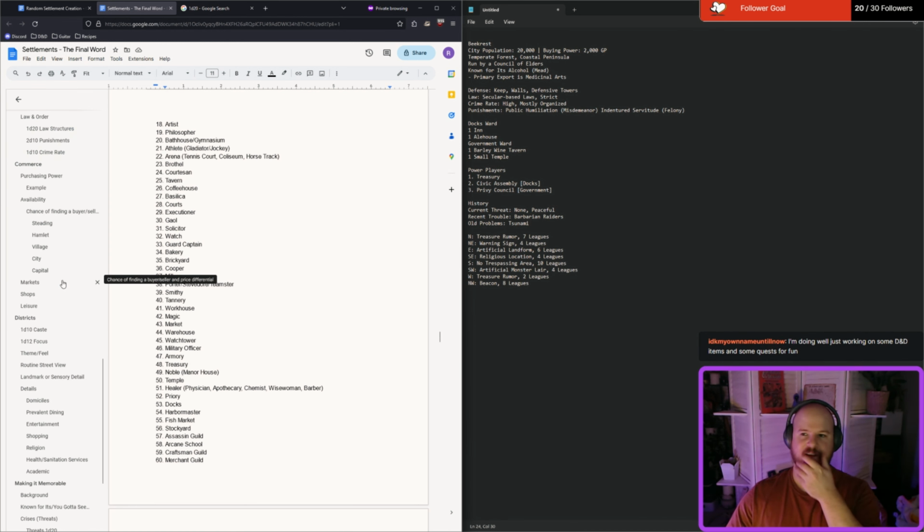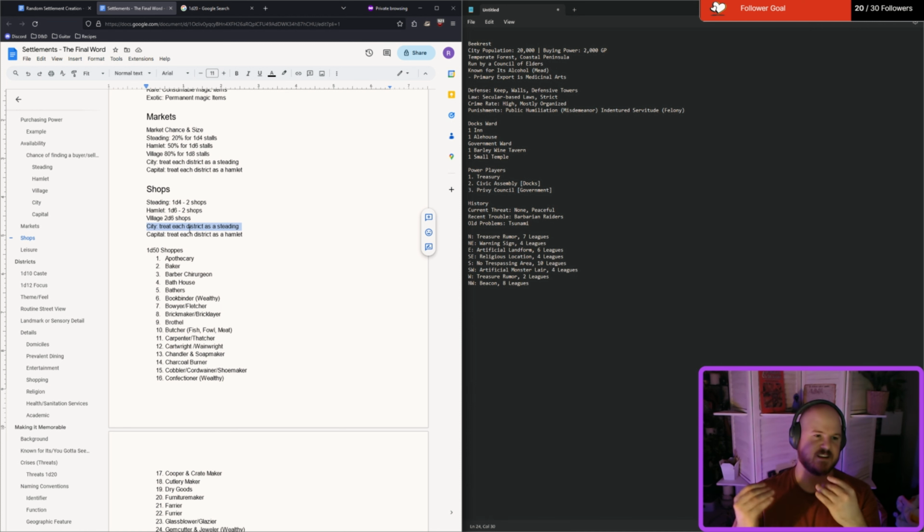Let's see, what else we got in here? We can also do it with markets and shops too. So if you really want to flesh out the districts, I do this where, right, we're doing a city, so we treat each district as a steading. Alright, so no important shops. Good to know. Sometimes that's how the rolls go.